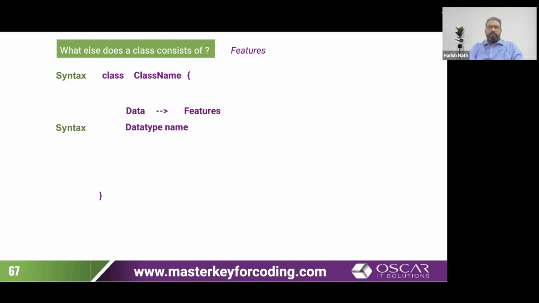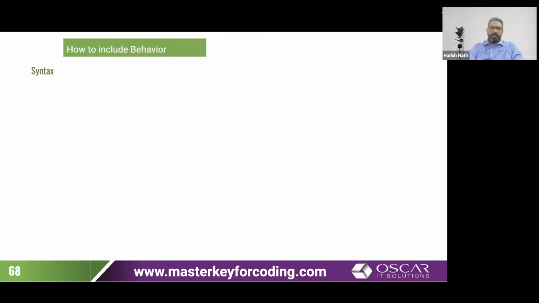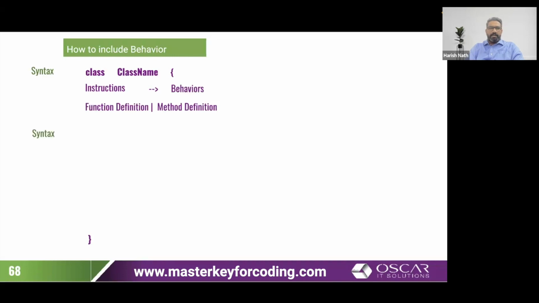So now, after the features, what else is a class going to consist of? After data, what else is it going to consist of? It is going to have instructions. How do we bring instructions? We said these are behaviors. How to bring the behaviors? These are functions or methods. The way we have written functions and methods earlier, we are going to mark them here. The same syntax we are going to use here. So class name, instructions.